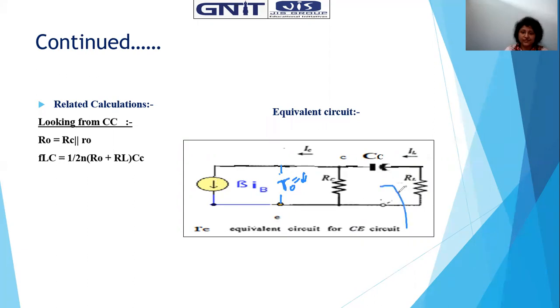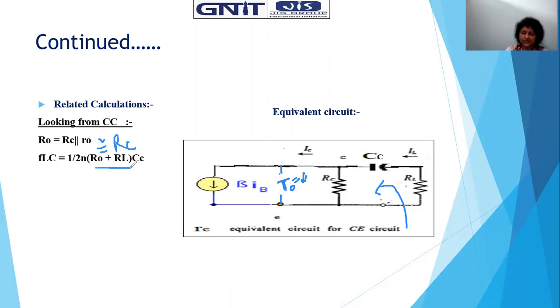So looking from CC, we need to look from CC now because this is the loop, and CC is where we are calculating the cutoff frequency. So looking from CC, what do we get? This one is RC, in parallel with infinite again. So RC parallel infinite, we are getting RC approximately. Then RC plus RL will be the total impedance of that loop, along with the CC value. So what we get here is Ro equal to RC parallel small ro, where ro is considered infinite, so we may consider Ro to be approximately capital RC.